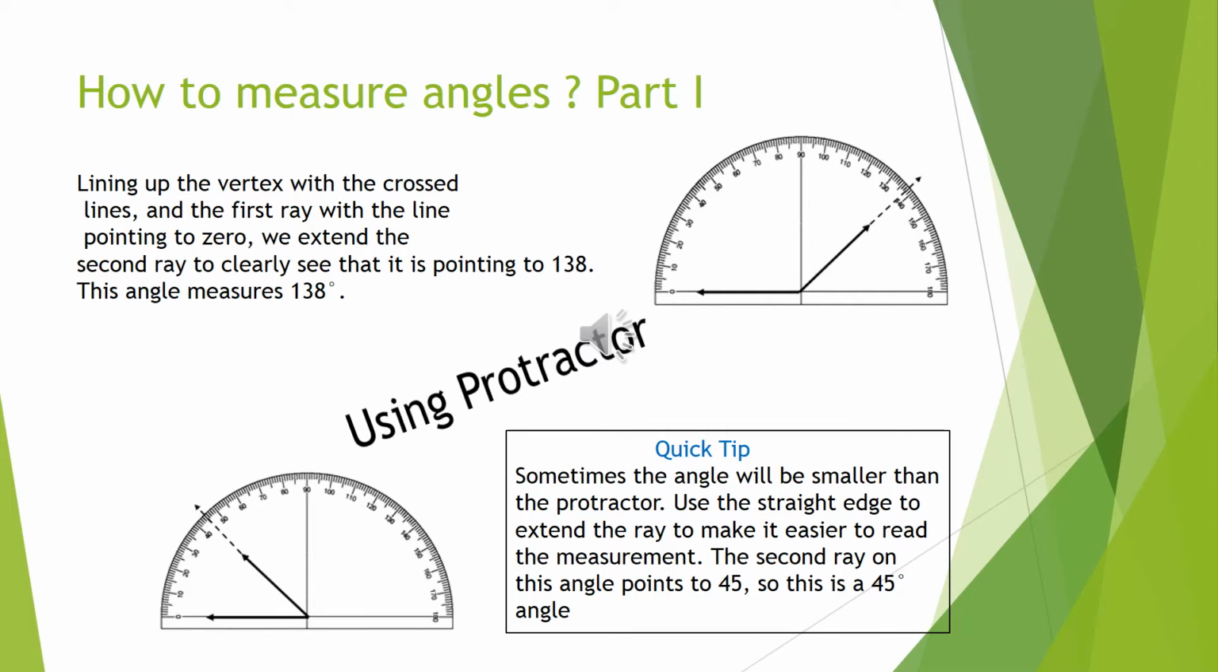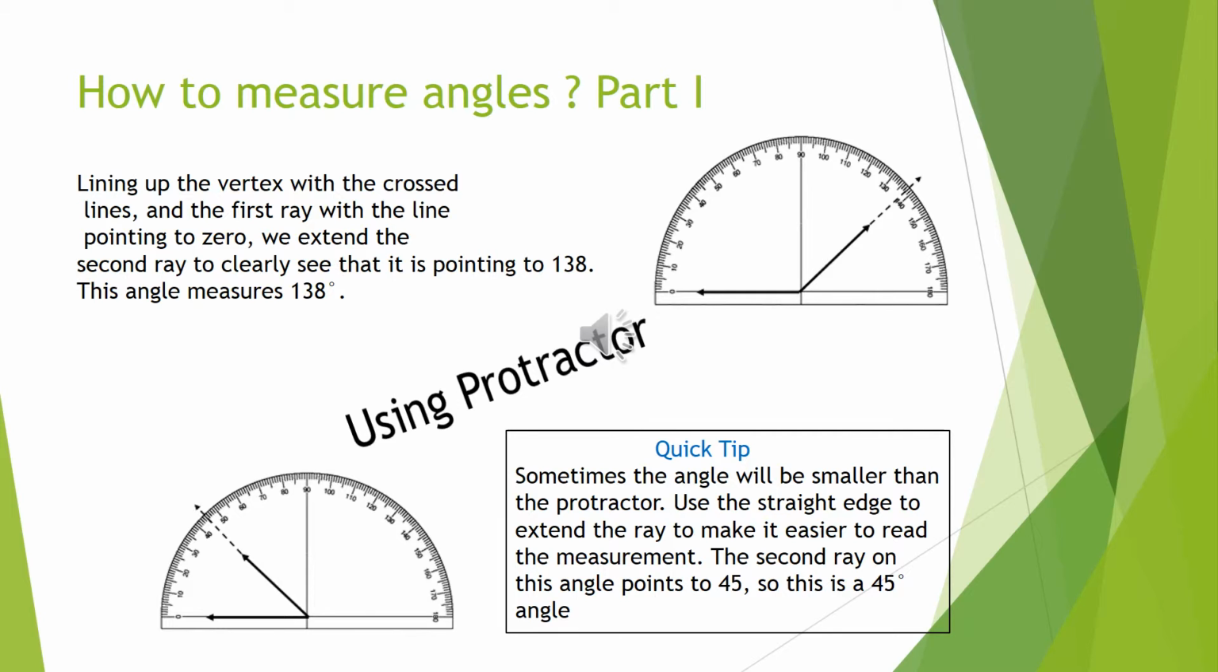Now that we know the 4 types of angles, we might think of measuring them. Well, how do we measure them? We can use a protractor. Lining up the vertex with the crossed lines and the first ray with the line pointing to 0, we extend the second ray to clearly see where it is pointing. In this example, it is pointing to 138. So this angle measures 138 degrees.